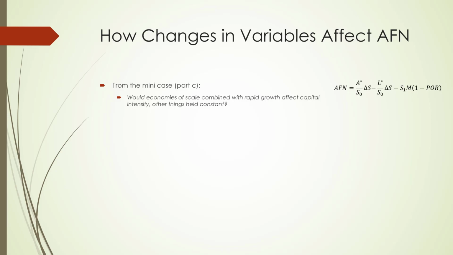Now, also from Part C, they ask, would economies of scale combined with rapid growth affect capital intensity, other things held constant? Well, let's think about this. Economies of scale means doing more with less, right? So as a company gets bigger, very often they become more efficient, and that means that their capital intensity would decline, and that would reduce AFN, all other things being equal.